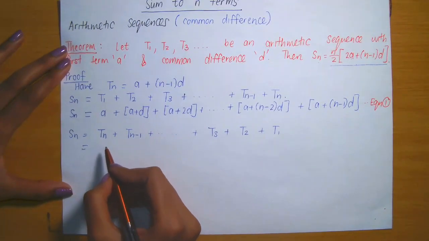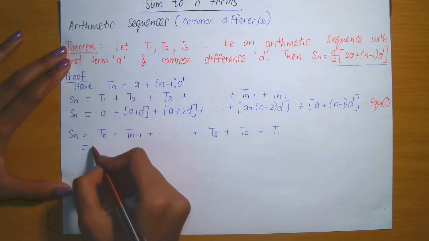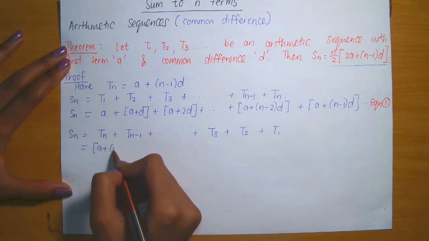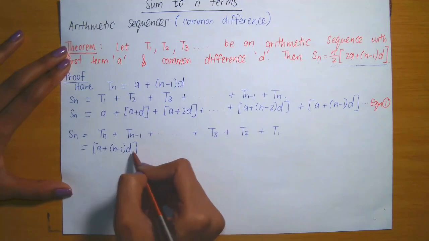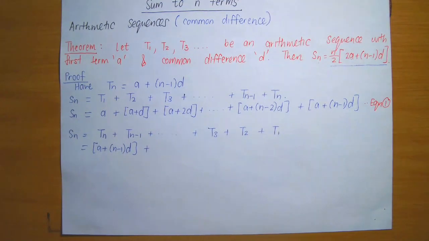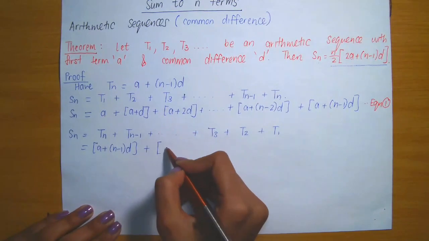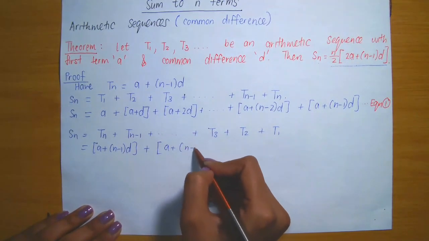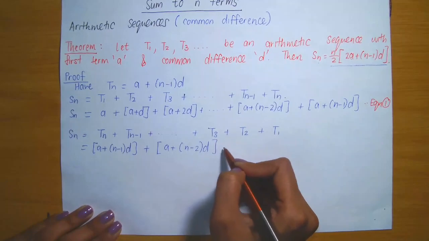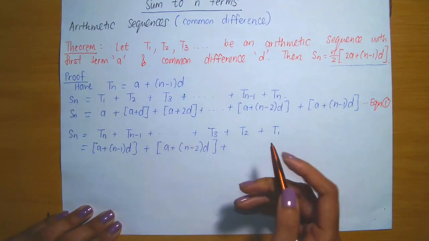So we then have that Tn, of course, by our general formula, is A plus n minus 1 times d. We have that Tn minus 1 is A plus n minus 2 times d. We could then write the third term in there.